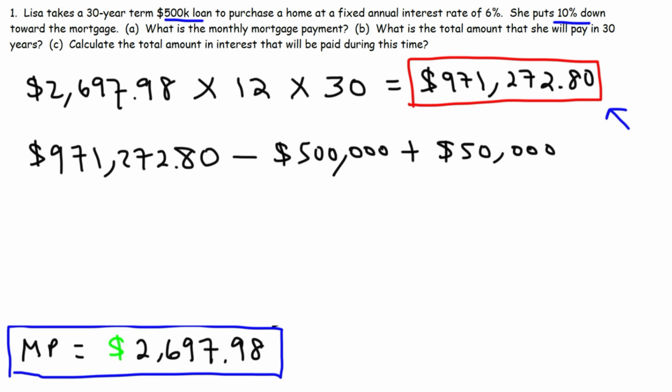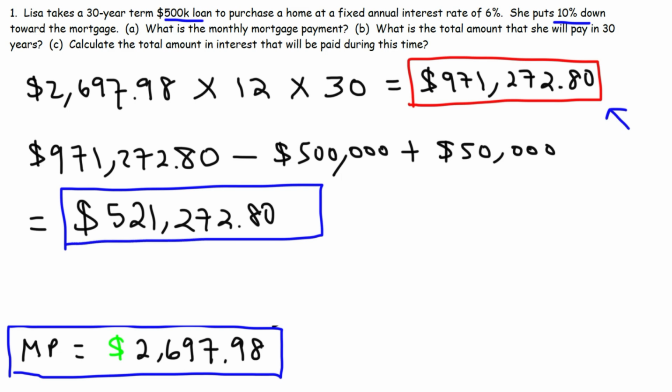So it's $971,272.80 plus $50,000. So she put in $1,021,272.80 minus the $500,000 loan that she got. So the total amount that she paid in interest is $521,272.80. So this is the true cost of the loan. That's how much she's paying in pure interest.